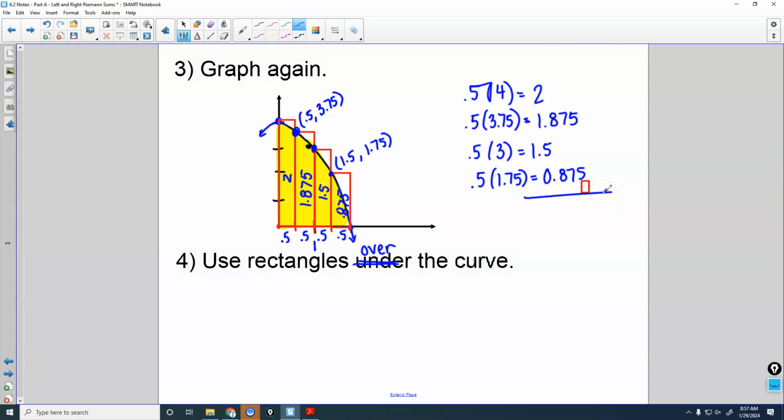So if we add all of those together, we are going to get 6.25. Now, we know for sure that would be an overestimate because all those rectangles are above the graph for this.